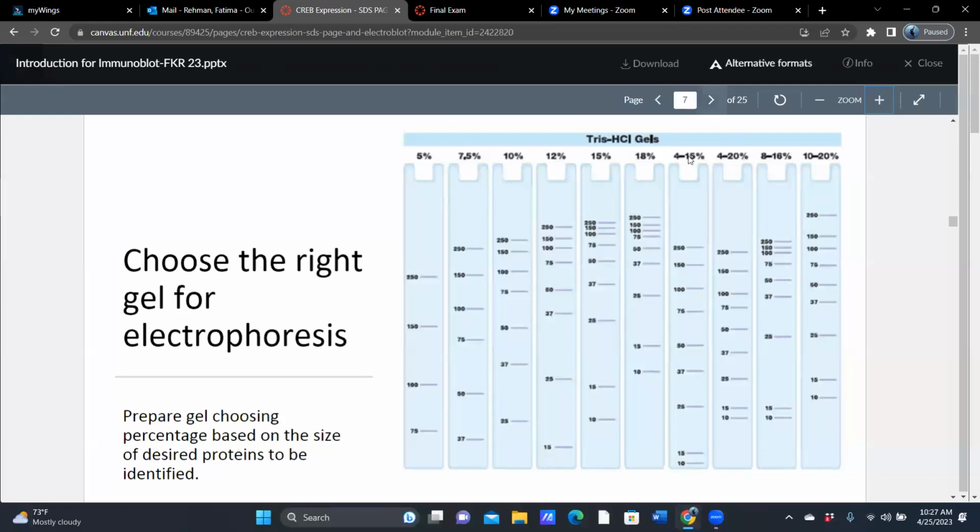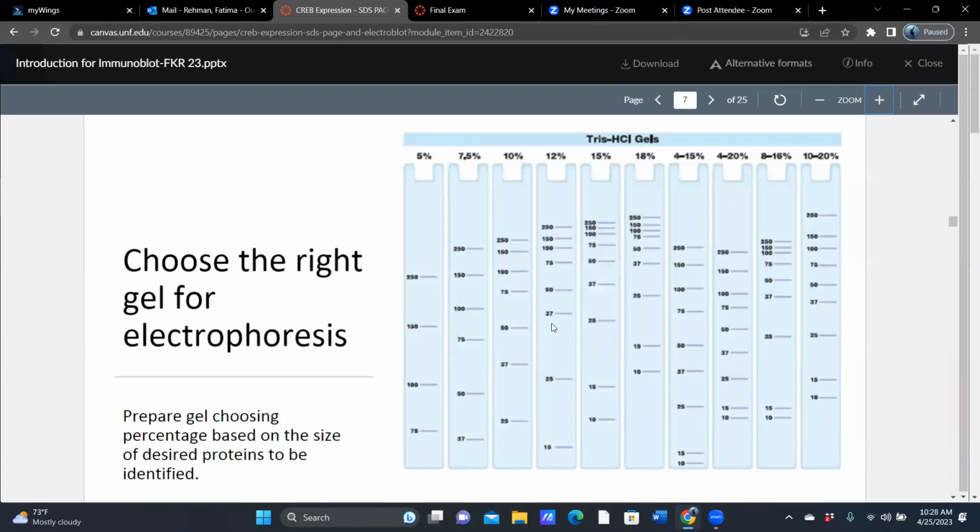what we can run instead are what we call gradient gels. 4 to 15 is my favorite, by the way, just because it gets both the high molecular weight and some really tiny proteins well resolved. You do have to keep an eye on the lower side to make sure that you don't lose these 10 to 15 kilodalton ones. But in general, it resolves really, really nicely for all molecular weight ranges.